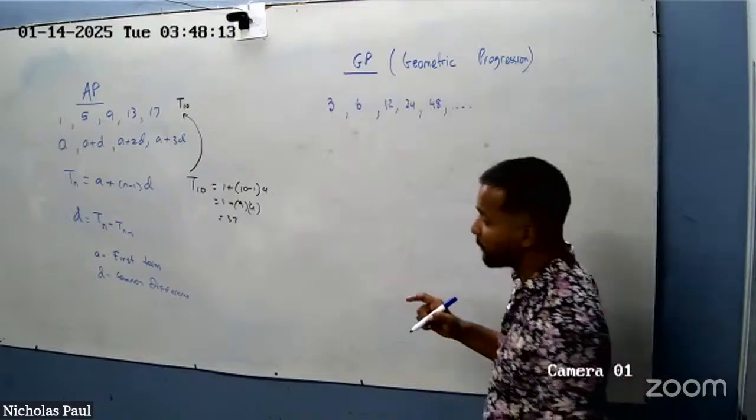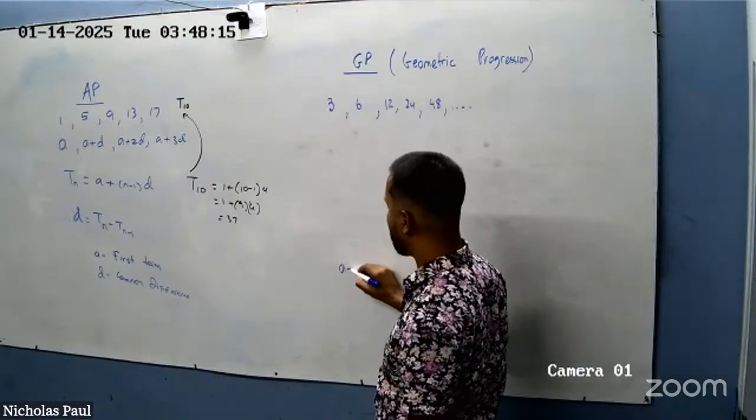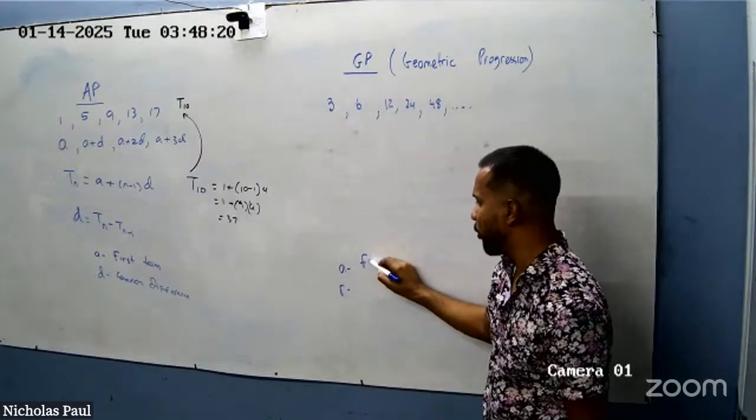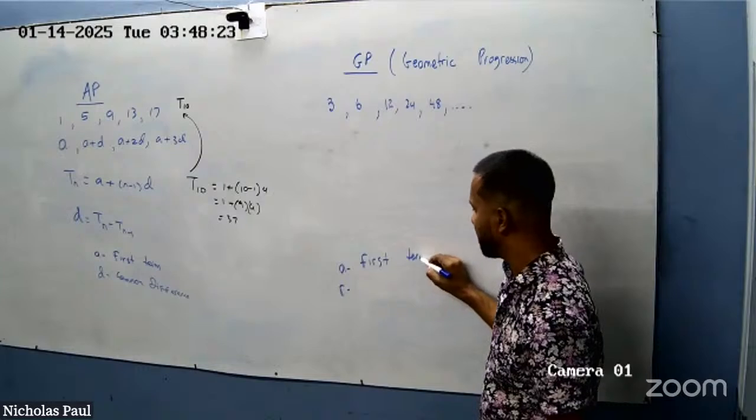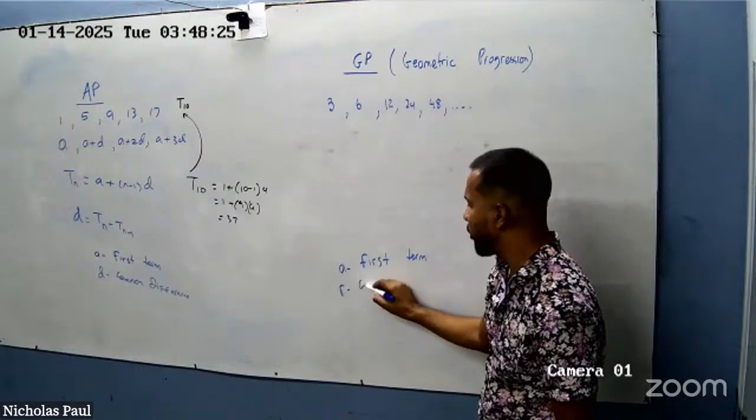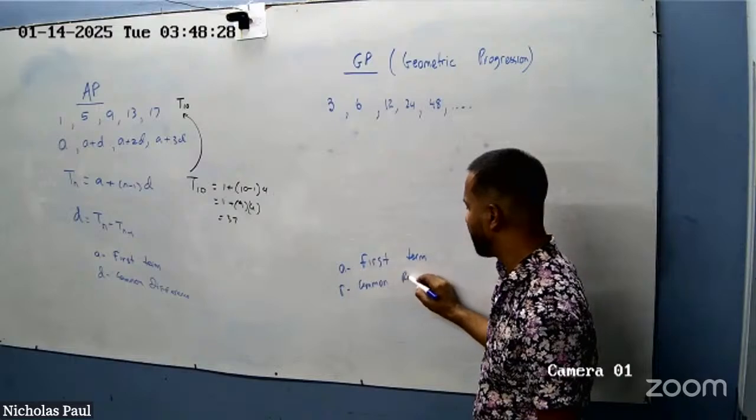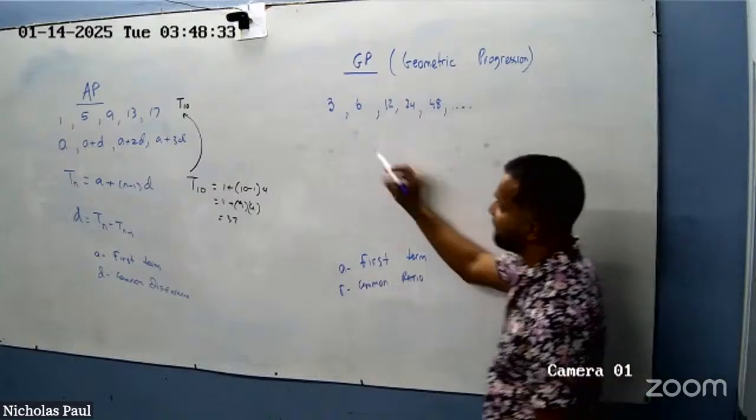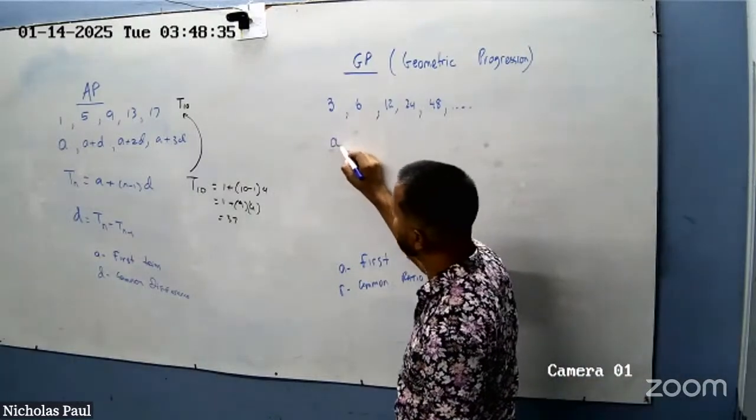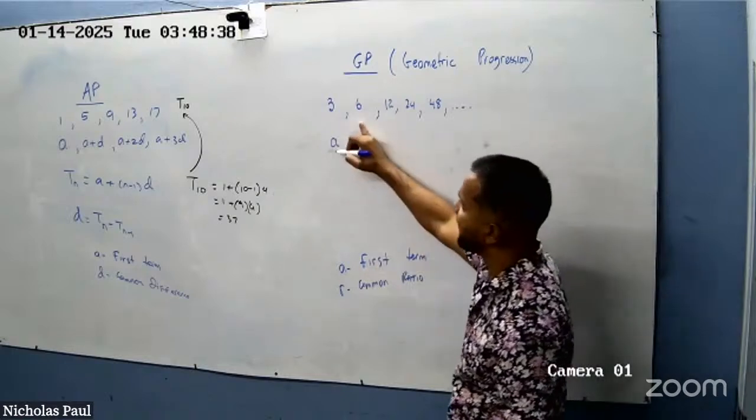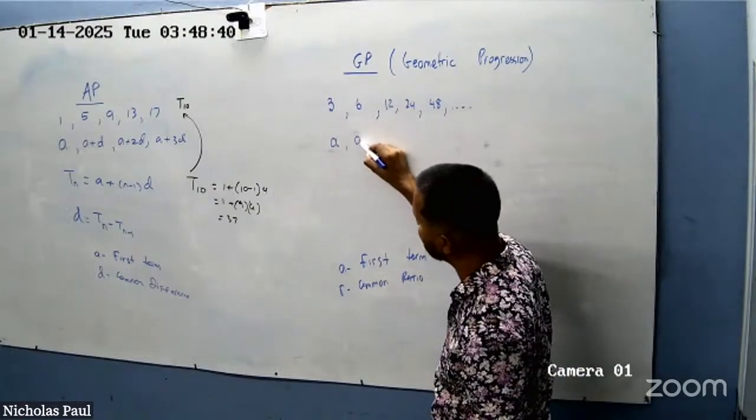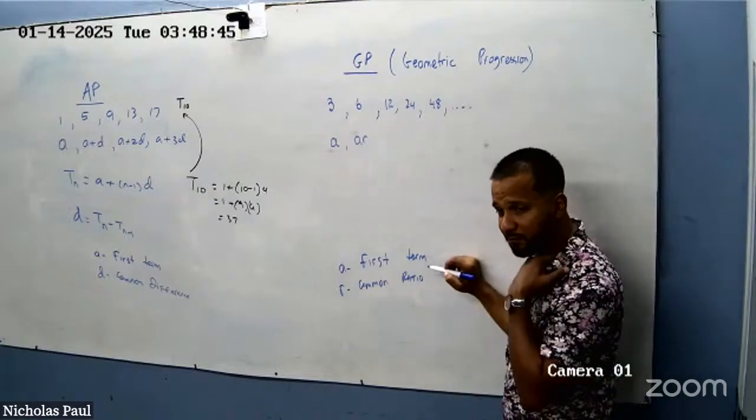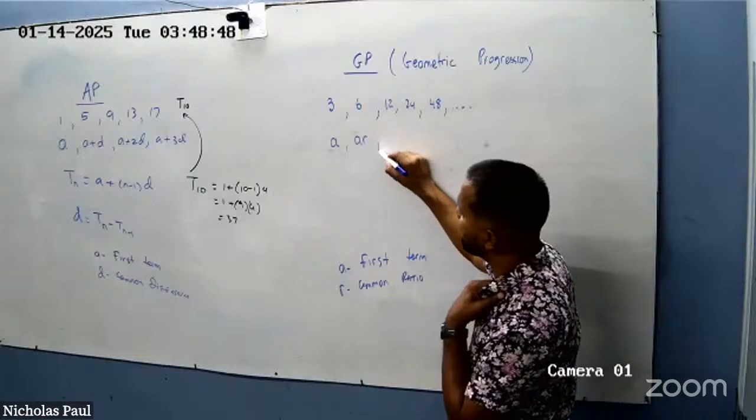A geometric progression has a first term and a common ratio. A is what we call your first term. R is what we call your common ratio. That's okay? So if the first term is A and the common ratio is R, then the second term is taking A and multiplying it by R. That makes sense? Dominic, what do you think the third term is?